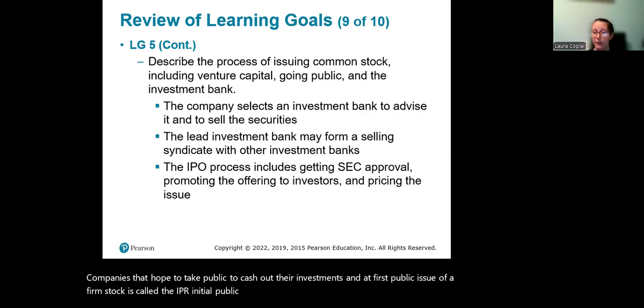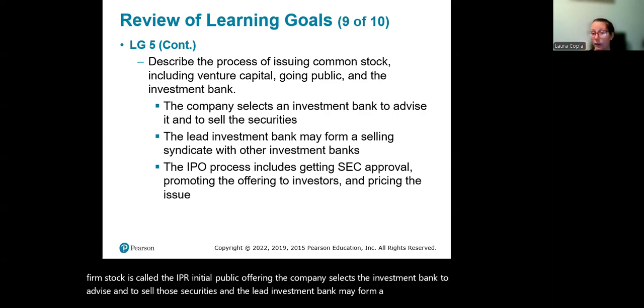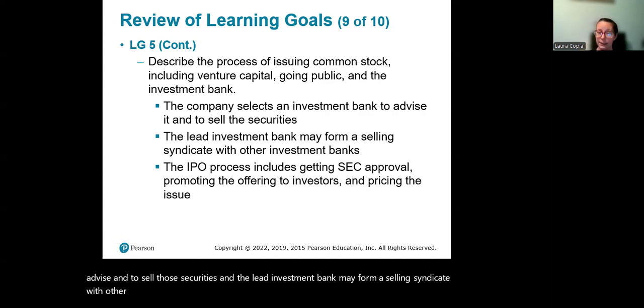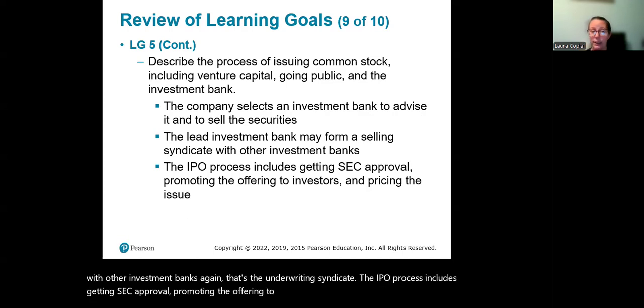The company selects the investment bank to advise and to sell those securities, and the lead investment bank may form a selling syndicate with other investment banks. Again, that's the underwriting syndicate. The IPO process includes getting SEC approval, promoting the offering to investors, and pricing the issue.